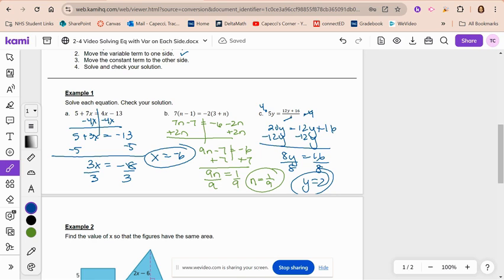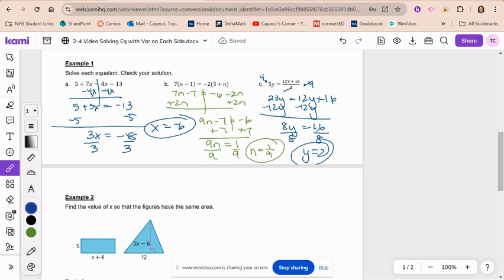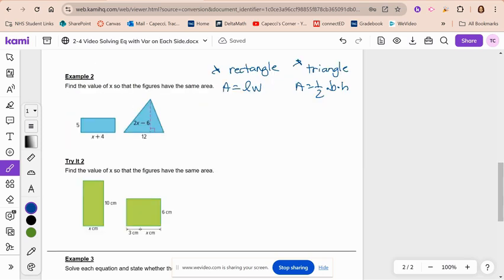Now, if you want to check your answer, you can. You just take your solution and substitute that back in whenever you saw a variable in the original equation. In our next example, we're going to look at some areas and try to find the value of x.